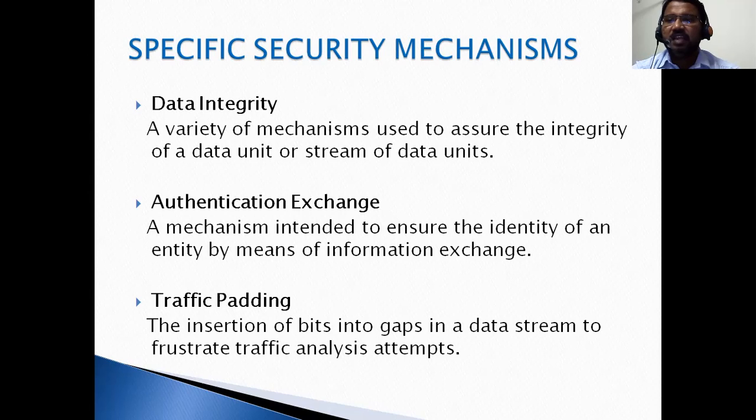The next one we have is traffic padding. So what does traffic padding mean? Padding means adding extra bits to your original message. Whatever the original message is, we add some dummy extra bits to it so that the traffic analysis attack can be prevented. By analyzing the bits, attackers cannot identify which messages we are sending because we are adding the extra bits. This type of security mechanism is called traffic padding.